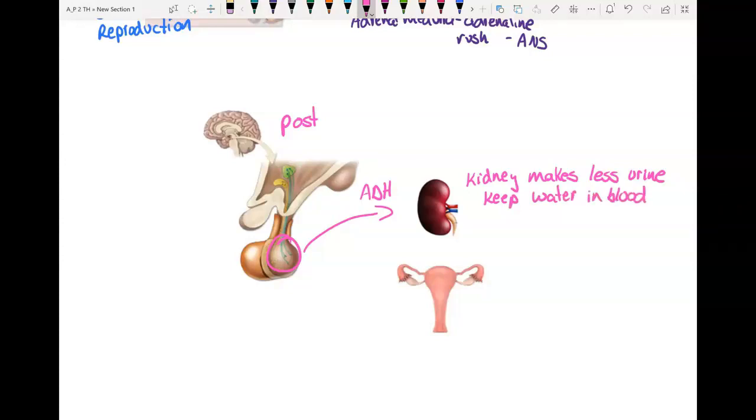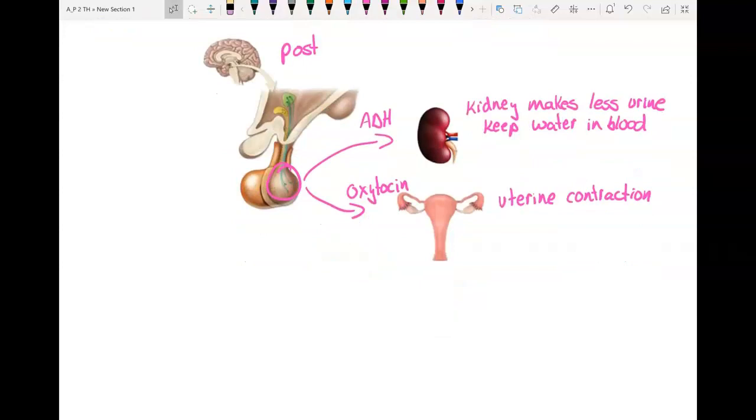If you're sweating or you haven't had a drink in a while and you need to conserve water in your blood, that's when you get spikes in ADH. The other one is oxytocin. The main function of this hormone is to cause the uterine contractions during labor. So a woman who's about to have a baby has lots of oxytocin.